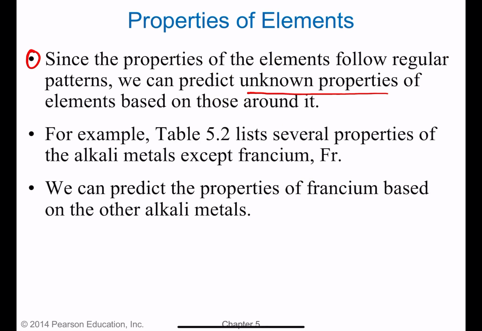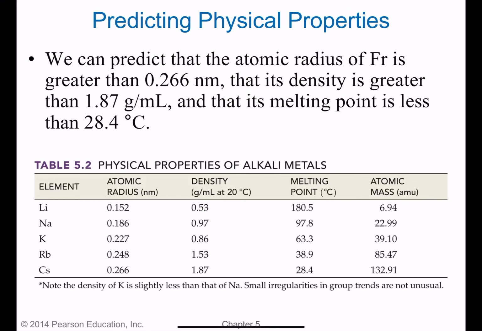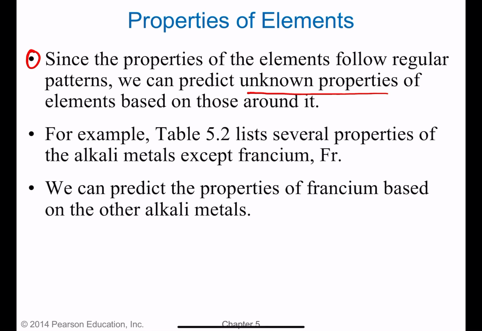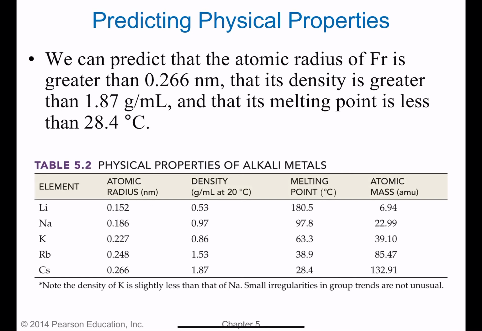That's what they're talking about with this first bullet point. So for example, table 5.2 lists several properties of the alkali metals, except for francium. But we can predict the properties of francium based on the other alkali metals, so let's do that.